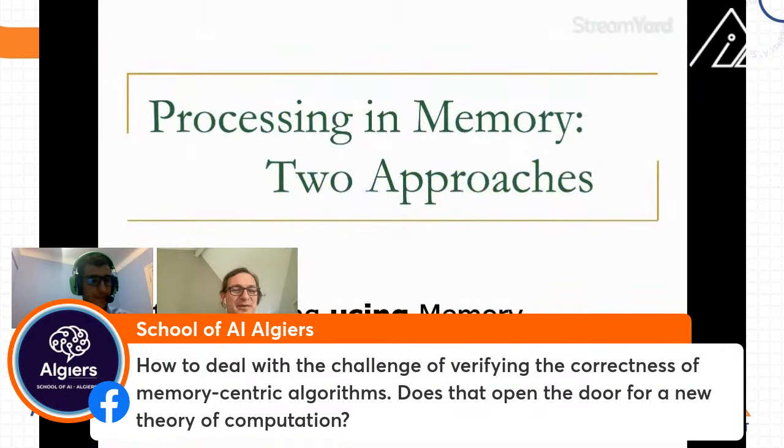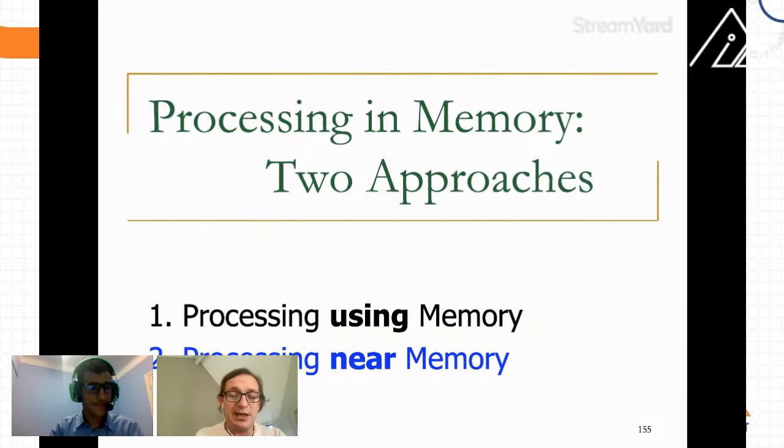Okay, so the next question is, how to deal with the challenge of verifying the correctness of memory-centric algorithms? Does that open the door for a new theory of computation? Yeah, I mean, that's a good question also. So certainly, there are several issues over here in terms of correctness, right? One is correctness from an algorithmic perspective, whether they actually produce the result you want from a functional perspective. And I agree that in this case, we really need to hopefully come up with a better theory of algorithms that is more data-centric. For example, when we were developing algorithms for SIMDRAM or MBIT type of substrate, there's no theory that would help you. You need to really rethink your application and make sure it's correct. But I think this opens up a new theory also that's much needed.